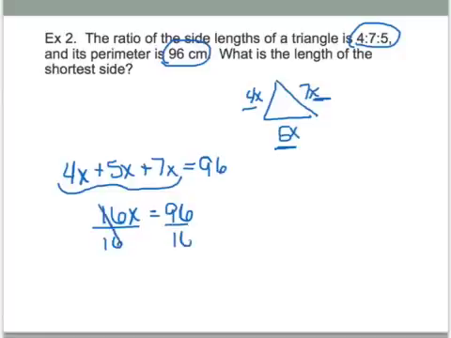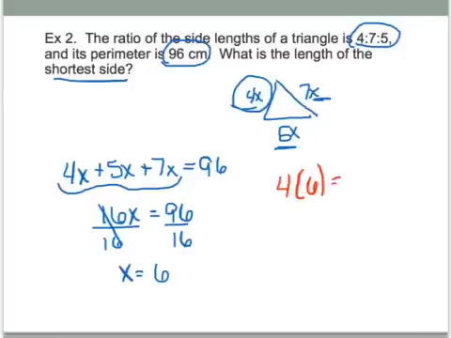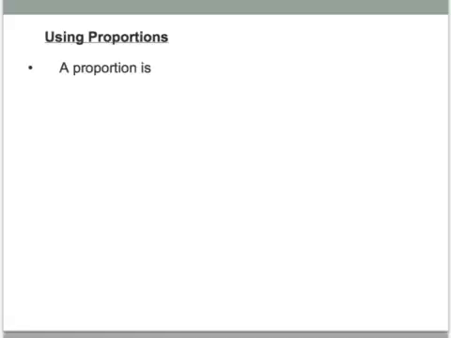So simplifying, dividing both sides by 16, you end up with a common factor of 6. What that means is that each of these sides is multiplied by 6. Now the question says, what is the length of the shortest side? Well, the shortest side is that side that has a factor of 4x. So in order to find the length, I just take 4 times 6. And the length is going to be 24 centimeters. And we're done.